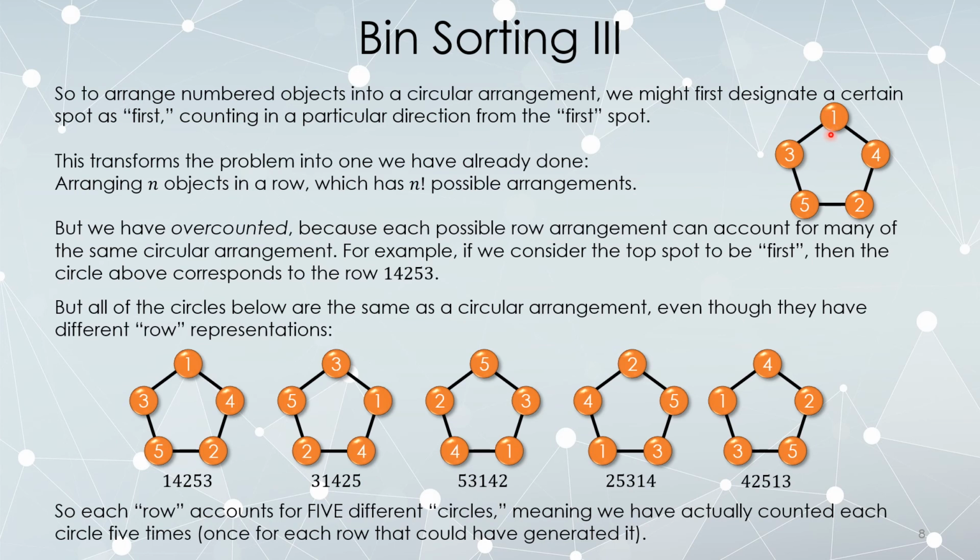Here, if I considered top first, I got 1, 4, 2, 5, 3. If I considered this position as first, I would have gotten 4, 2, 5, 3, 1, which I found here as this row. It's the same arrangement, just rotated. Similarly, if I considered this spot to be first, the same circle would have given me 3, 1, 4, 2, 5, that I would have seen here. So because there are 5 spots that I could have considered as the first one, I get 5 distinct rows from the same circle. So I've overcounted everything by a factor of 5.